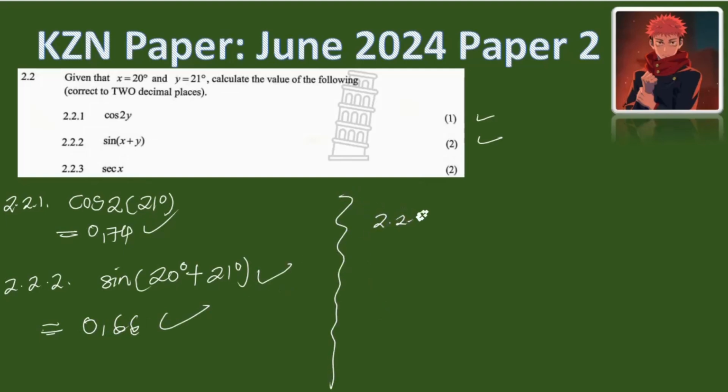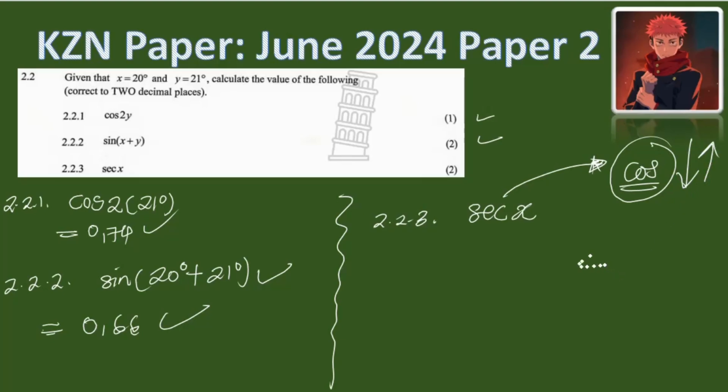Don't waste time. And then we have the secant of x. Now the secant of x is something else. You have to remember that secant is an inverse, an inverse of a cosine. So whatever the cosine is, I'm going to write it as an inverse, flipped around. The secant of x is the same as 1 over the cosine of x. That's how you write the inverse of it. So here you have 1 over the cosine of, how much was x? x was 20 degrees. So I have 1 over the cosine of 20 degrees.